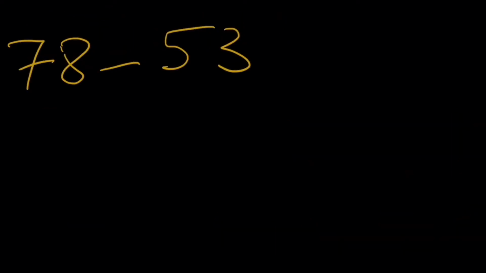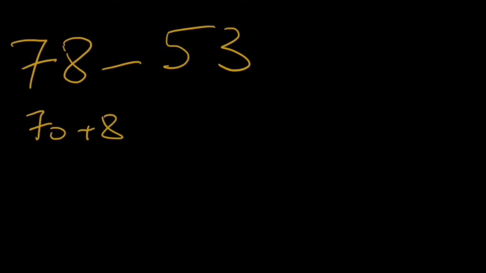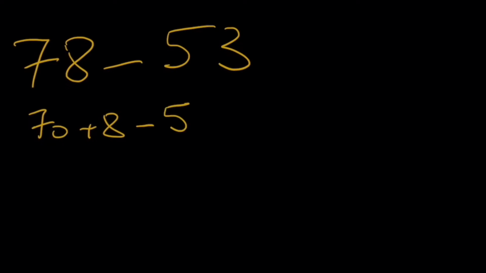So now let's move on to subtracting. So for the first question, we have 78 minus 53. So what we want to do is break that into groups. So 70 plus 8. And then, since we're minusing or subtracting, we want to do minus 50 minus 3.